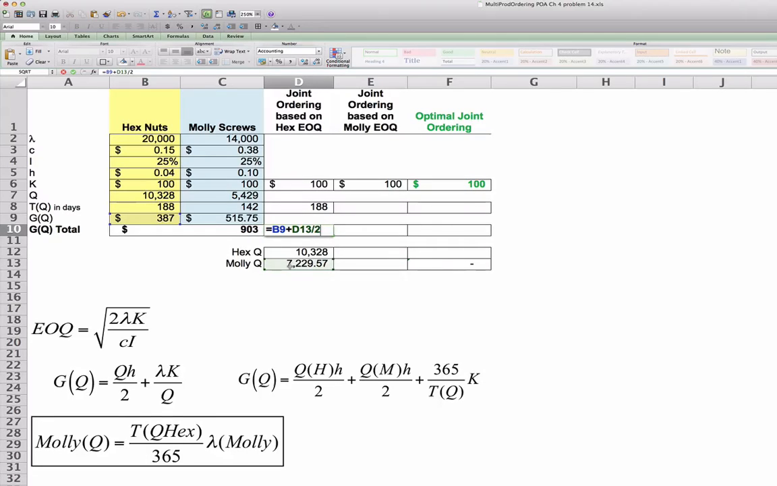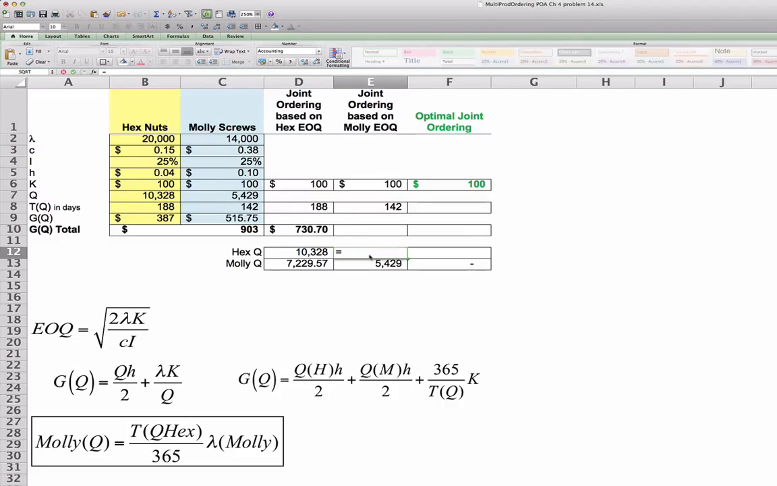So you see, in this scenario, I would get a total cost of $731, much less than what I would have obtained if I were to order the two products independently of one another. Now we'll take a look at the alternative scenario, which is forcing hex nuts to follow the ordering pattern for MOLLE screws. So in this case, we will place an order every 142 days, and in that instance we would obtain a MOLLE order quantity equal to the EOQ of 5,429.